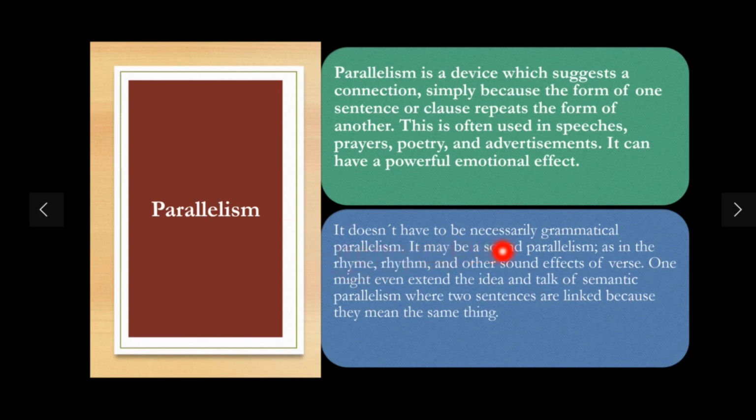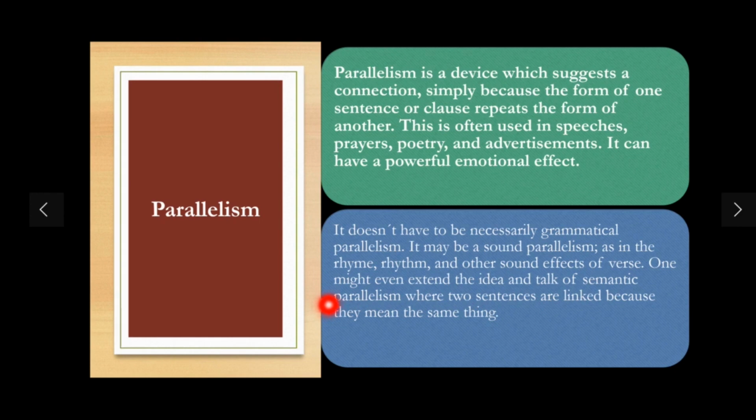It doesn't have to be necessarily grammatical parallelism. It may be grammatical parallelism, or it may be sound parallelism. It is not important that all the time it will be grammatical parallelism. Sometimes it may be grammatical, sometimes it may be sound parallelism, as in the rhyme, rhythm, and other sound effects of words. So one might even extend the idea and talk of semantic parallelism. So we can have grammatical, sound, and semantic parallelism, where two sentences are linked because they mean the same thing.